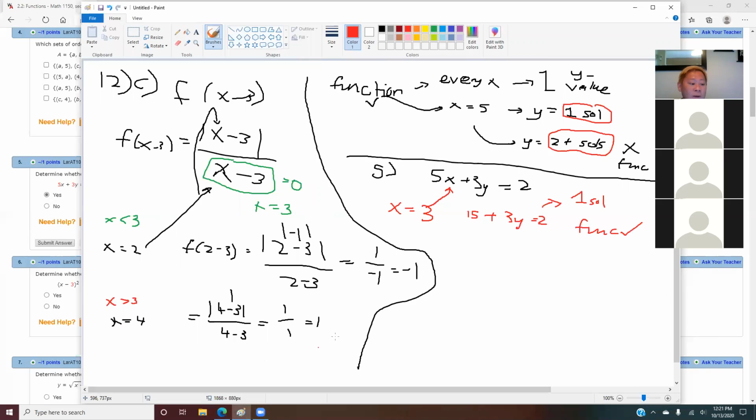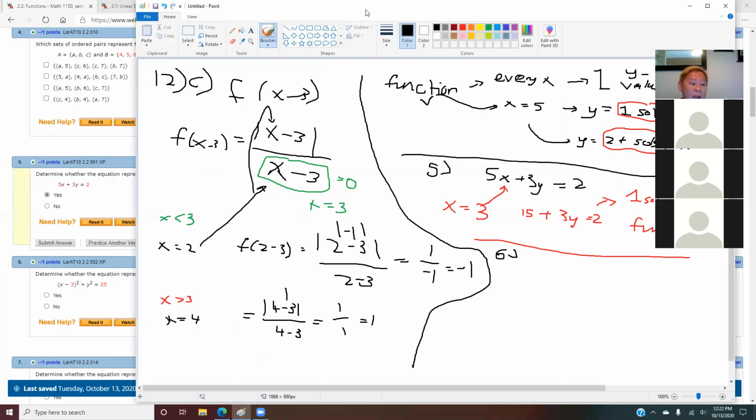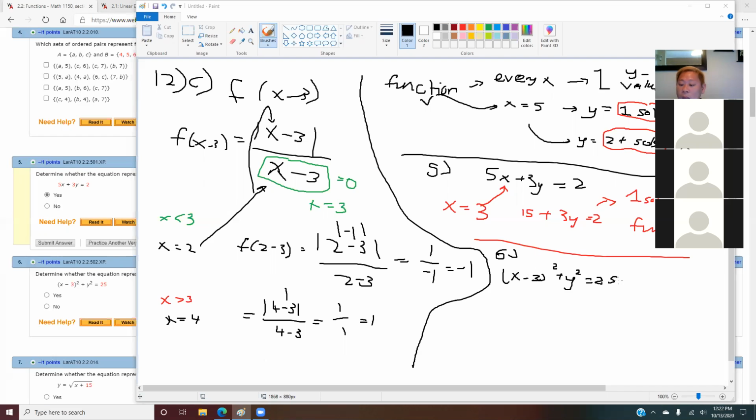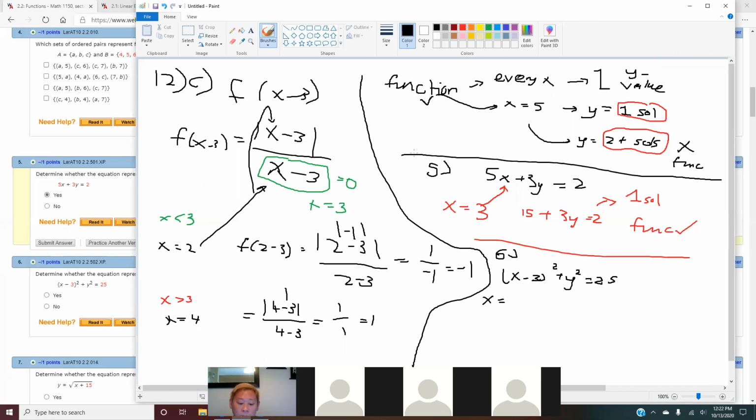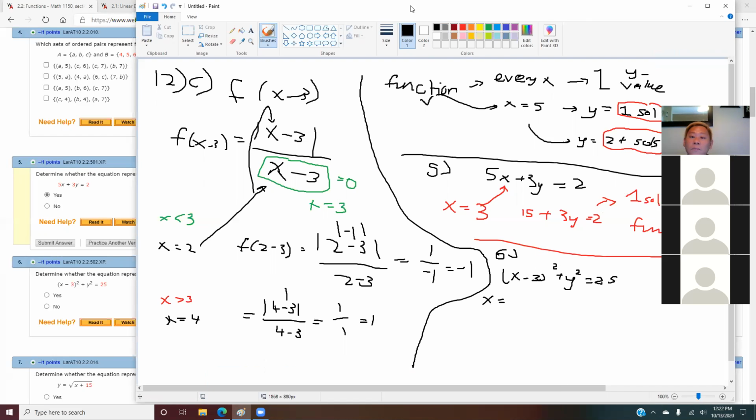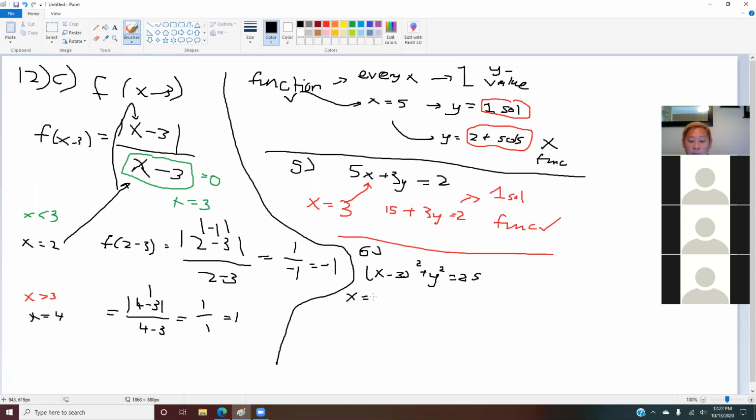But if you look at question number 6, this is how we figure it out. It's not that difficult to figure out a function actually. You just plug in any number you want. x minus 3 squared plus y squared equals 25. Okay, now let's plug in a number here. What number do you want to plug in here? What number are you going to plug in? x equals? You can do 2. 2, sure. Just plug 2 inside here.